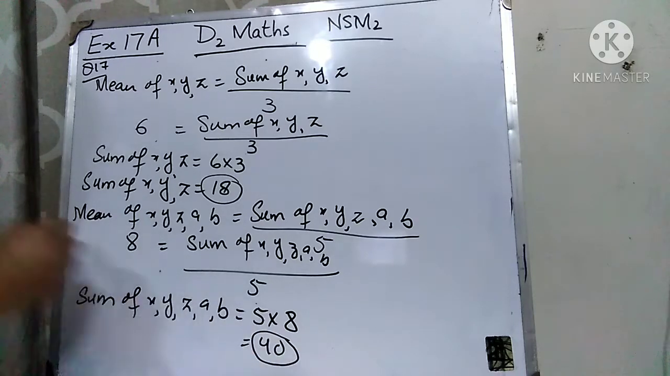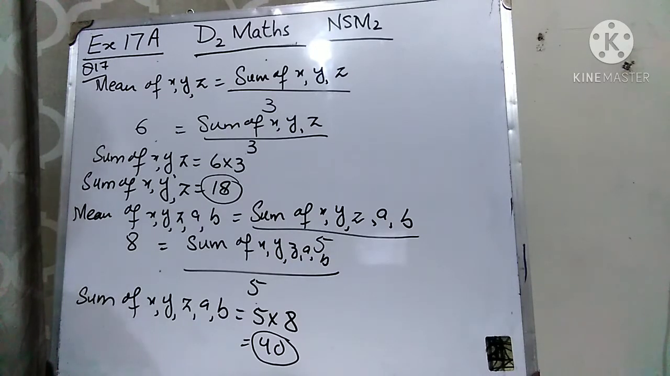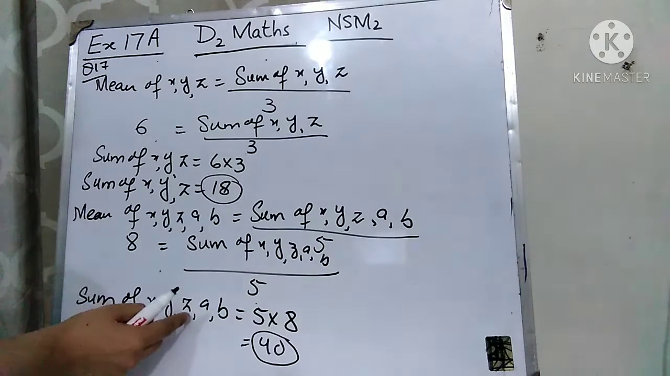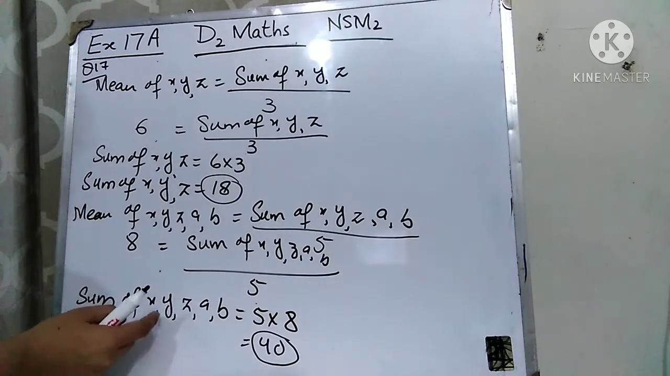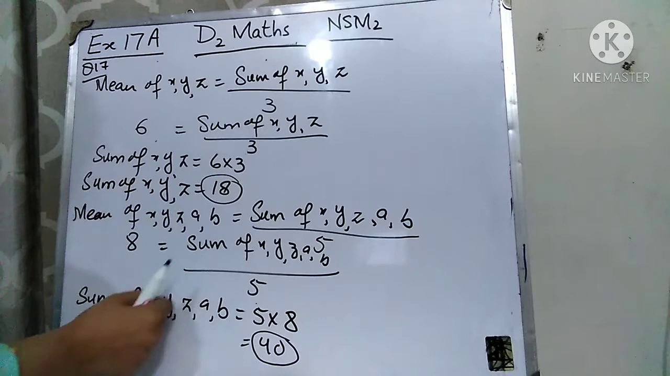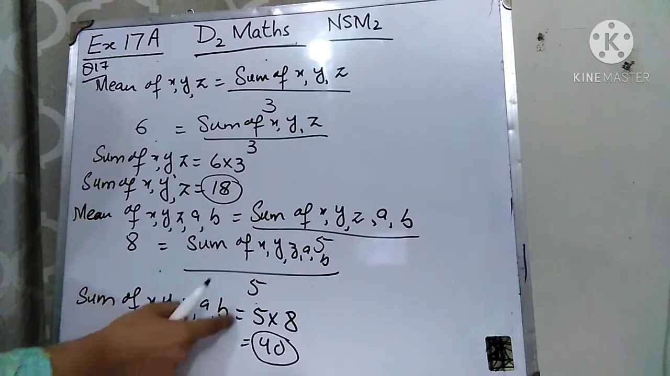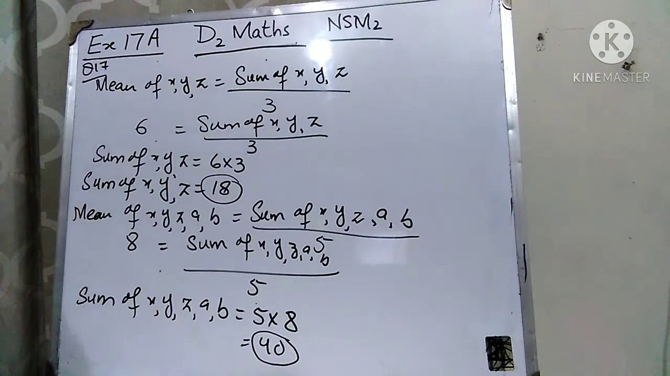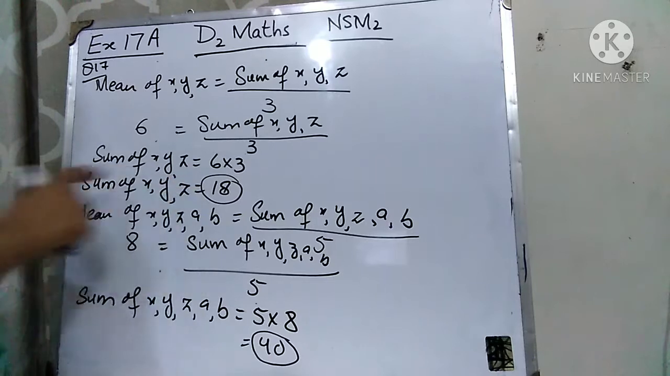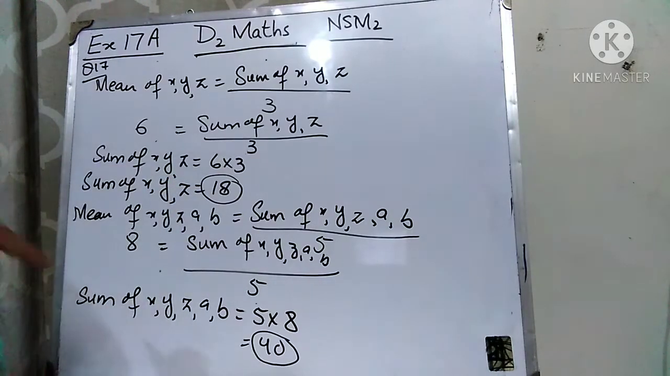So we have to find out the mean of a and b. If we know the sum of a and b, we can find out the mean. We can find the sum of a and b if we subtract the sum of x, y, z from the sum of x, y, z, a, b, because when we subtract x, y, z, we will just get the sum of a and b. So we are going to do this step now. Just remember that the sum of x, y, z is 18 and the sum of x, y, z, a, b is 40.